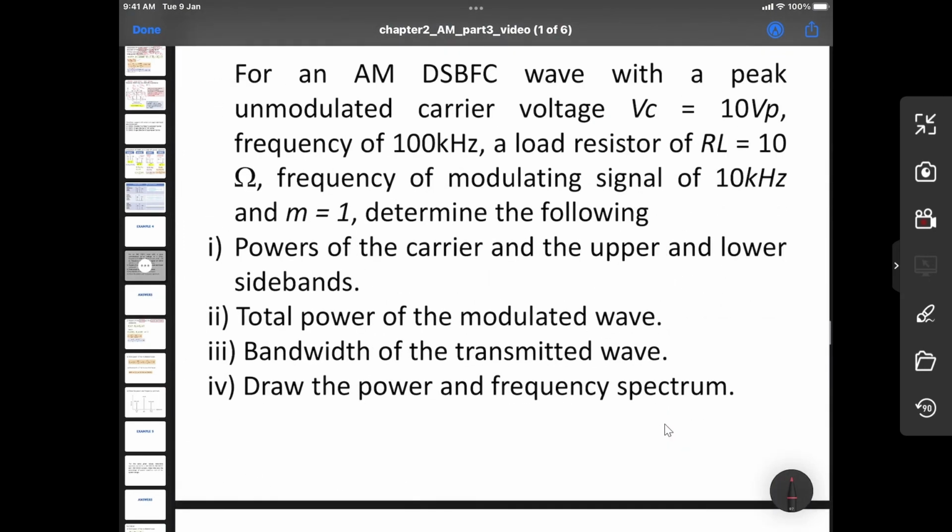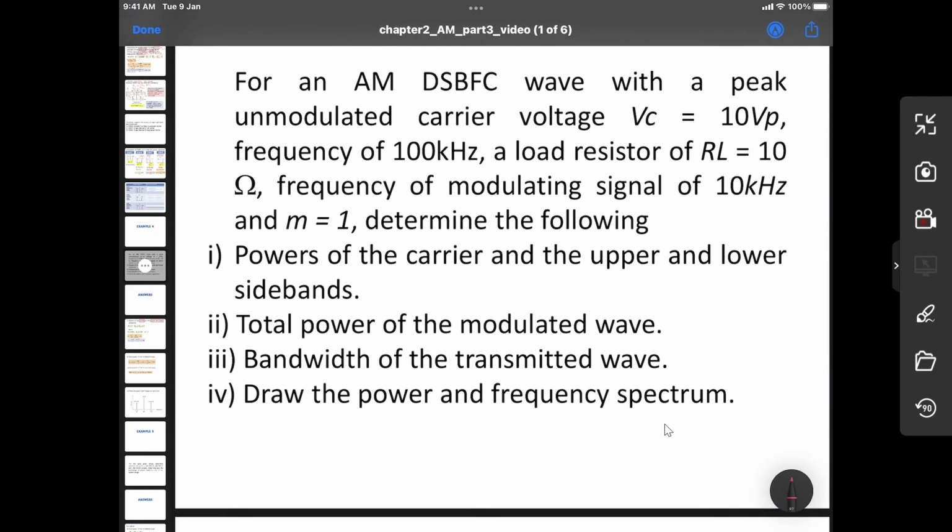Okay. So in this case, they mention that they give you double sideband full carrier with peak unmodulated carrier. So that is the VC here. There is a VC there. They give you the frequency of the carrier, the load resistor, this is R, and then the modulating carrier, and then the modulation index. So you have to calculate the power.